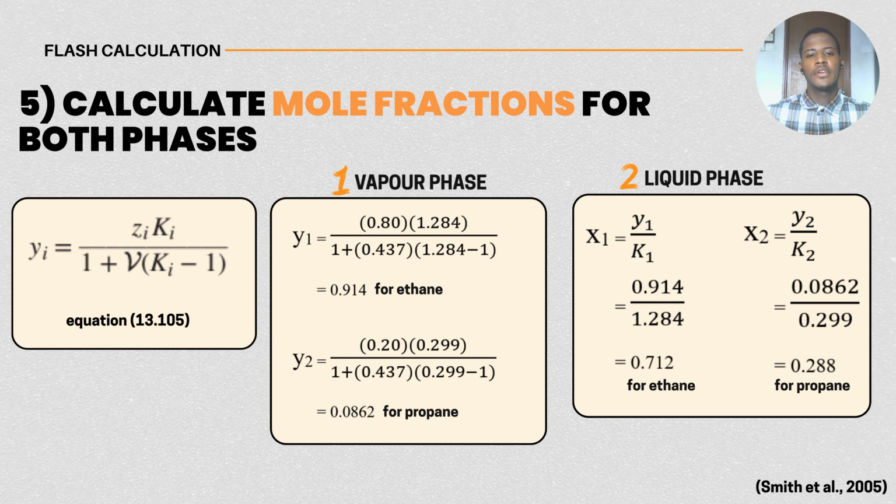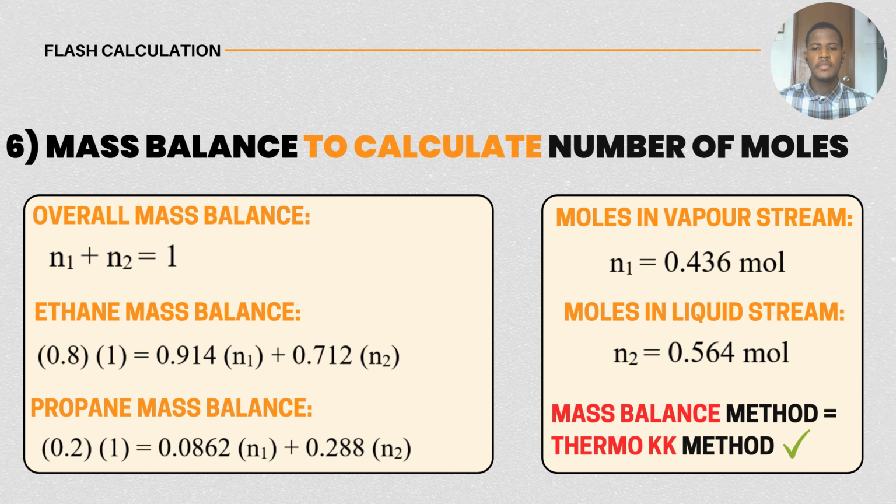And then we have to find the mole fraction for both phases. For the vapor phase, we use equation 13.105, and we get that the mole fraction of ethane in the vapor stream is 0.914, and for propane is 0.0862. For the liquid phase, we get the mole fractions by using the equilibrium ratio, and we found that the mole fraction of ethane in the liquid stream is 0.712, and for propane is 0.288. Finally, we do a mass balance calculation to get the number of moles for both vapor and liquid streams, and we get the same value as our calculation with the flash calculation method.